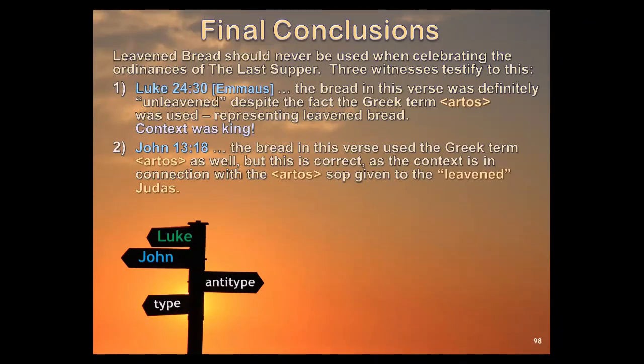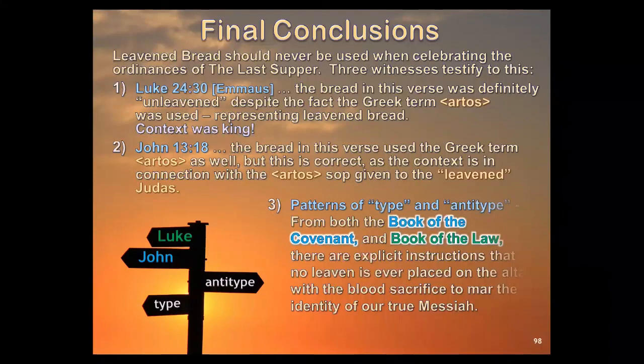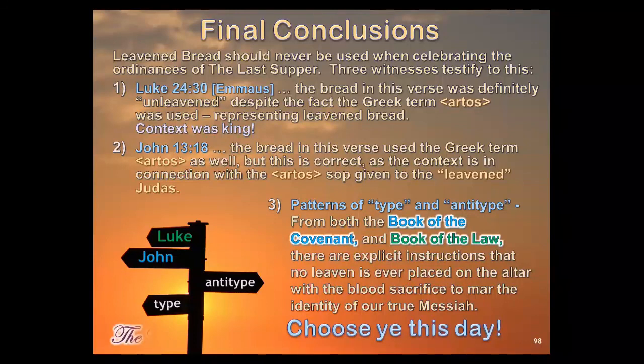In John 13:18, the bread in this verse used the Greek term artos as well, but this is correct, as the context is in connection with the artos sop that was given to the leavened Judas. So John used it correctly, or he made sure that if they used artos, that it was going to be right. And then we have the patterns of type and antitype. From both the Book of the Covenant and the Book of the Law, there are explicit instructions that no leaven is ever placed on the altar with the blood sacrifice to mar the identity of our true Messiah.